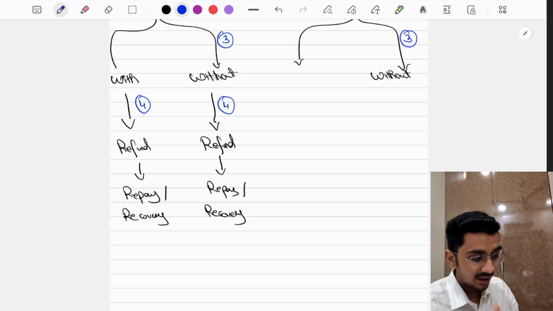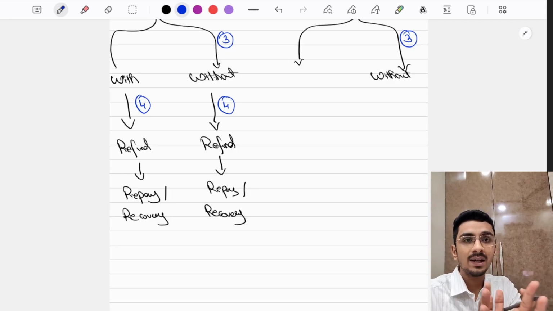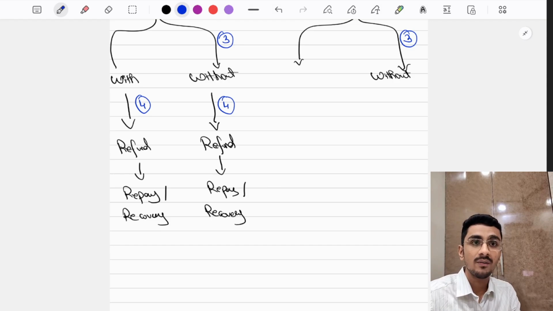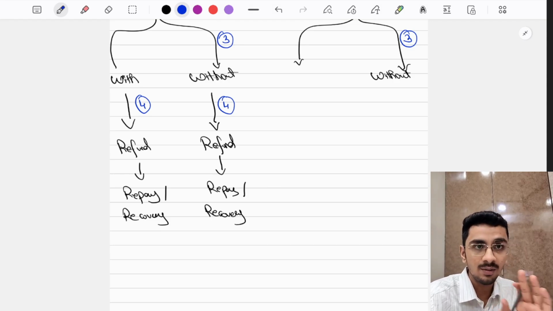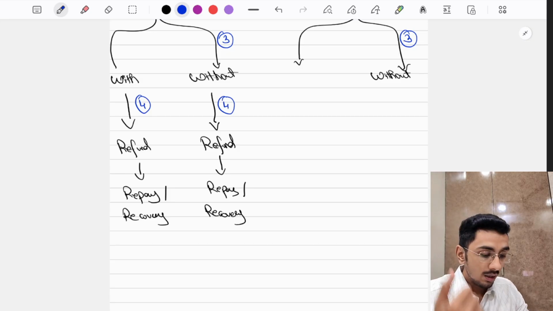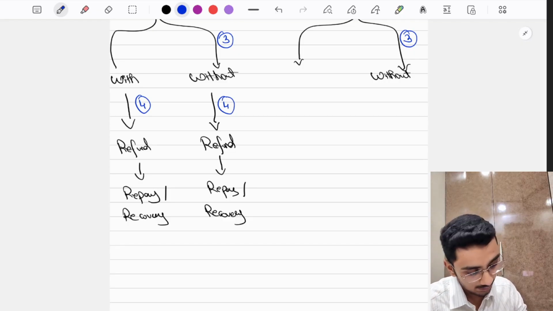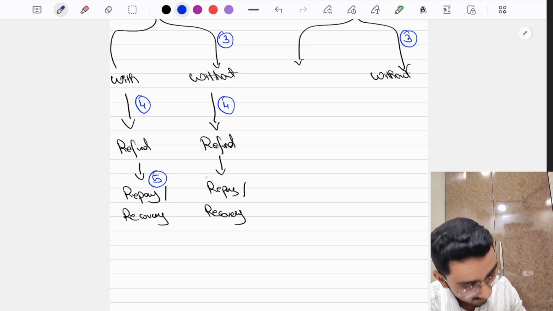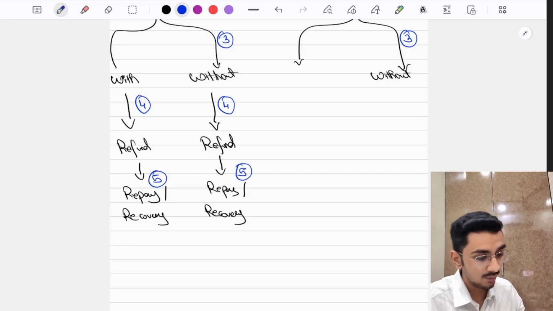Now the question is, when do you have to repay your refund, or when will a recovery be initiated? Recovery has more severe consequences. Repayment of the refund which you have received is kind of a voluntary act. Now in both cases, when are they applicable? For that there is a fifth condition over here. Now what is the fifth condition?